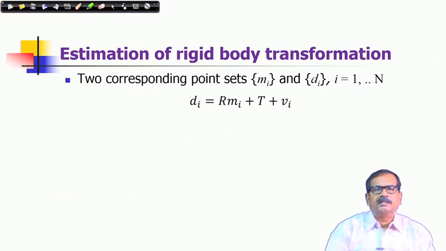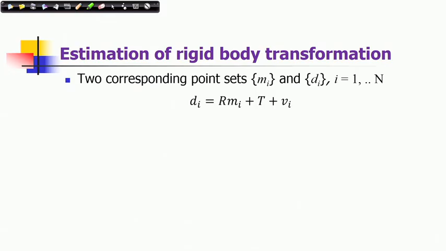So, we are considering this problem of computing parameters of rigid body transformation. Let us consider there are two corresponding point sets, mi and di. mi corresponds to the point set of one view and di corresponds to the point set of the other view, and we would like to get a transformation from mi to di. As I mentioned, it is a rigid body transformation related with rotation and translation. So, we can express them in these relationships.